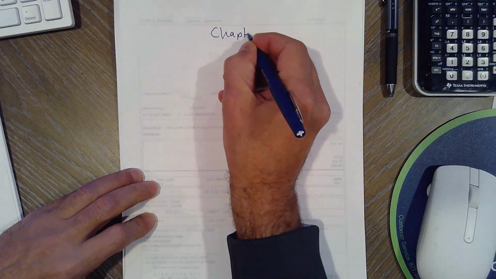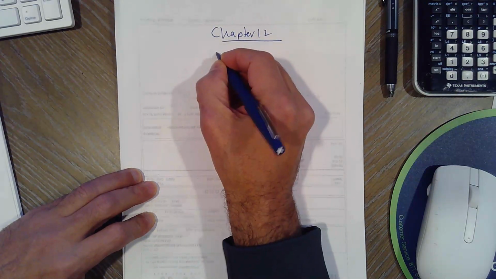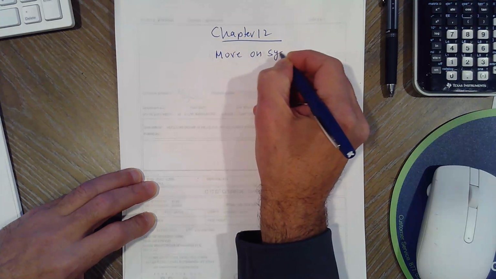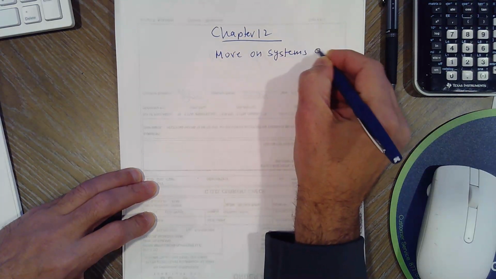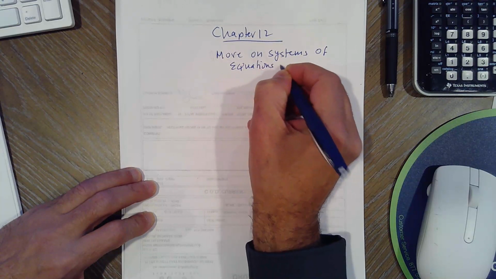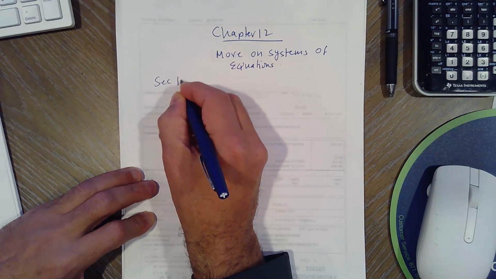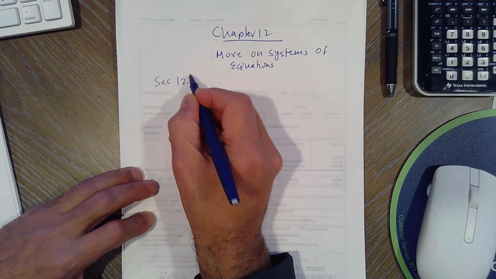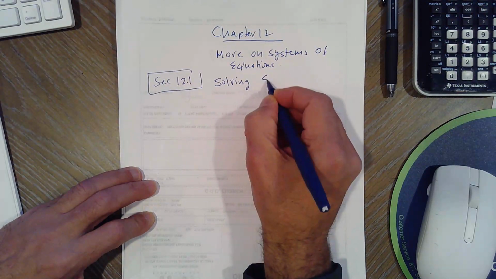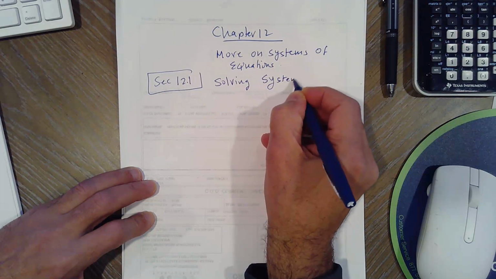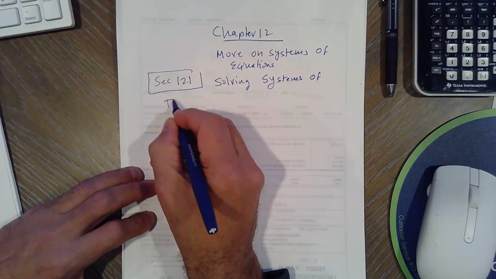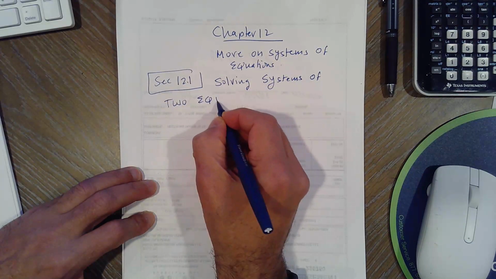So chapter 12, it's more on systems of equations. So in 12.1, I'm going to go over solving systems of two equations in two variables.